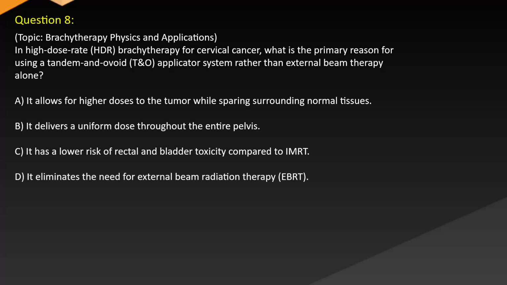Question 8. Topic: Brachytherapy physics and applications in high-dose rate HDR brachytherapy for cervical cancer. What is the primary reason for using a tandem and ovoid (T&O) applicator system rather than external beam therapy alone? A. It allows for higher doses to the tumor while sparing surrounding normal tissues. B. It delivers a uniform dose throughout the entire pelvis. C. It has a low risk of rectal and bladder toxicity compared to external beam. D. It eliminates the need for external beam radiation therapy.